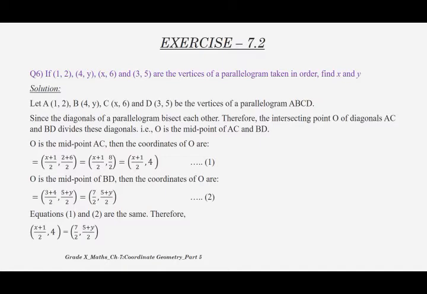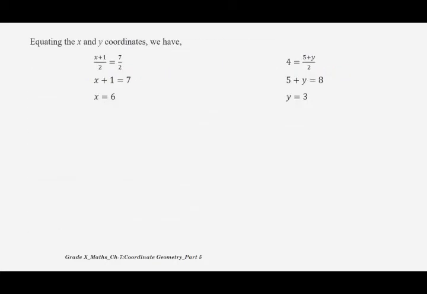So for x1, y1, x2, y2, we substitute the values of A and C. We get equation 1. Same way, if we substitute the values of B and D, we get the second equation. Now both are coordinates of O. So 1 and 2 are the same. Therefore, we equate the coordinates. Now, solving x and y coordinates separately, we find x is 6 and y is 3.